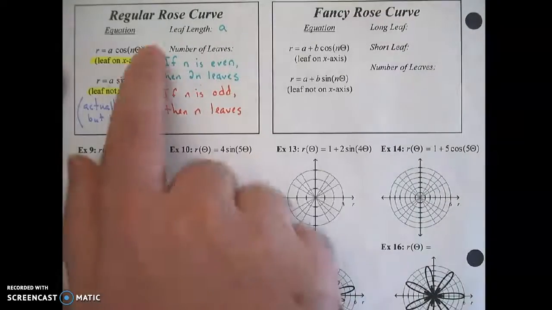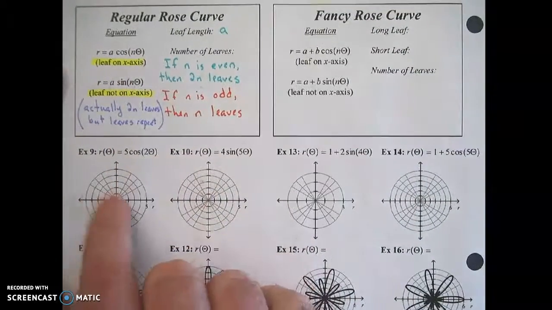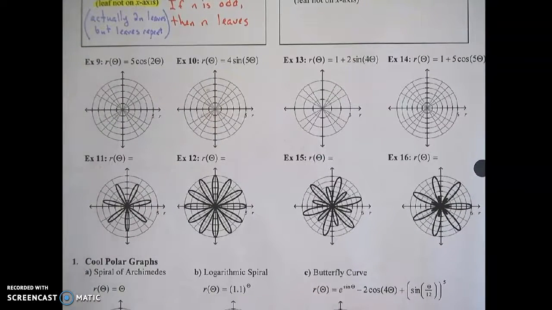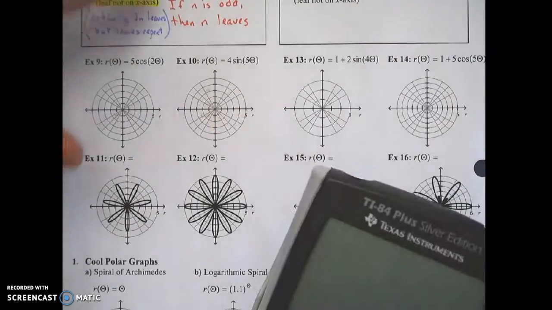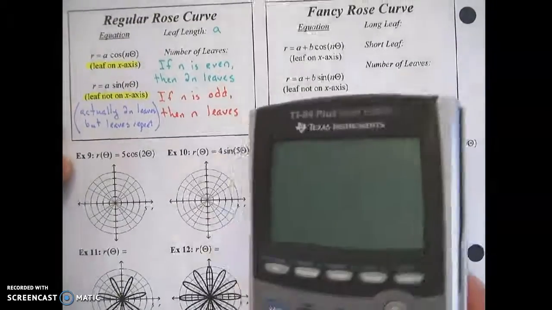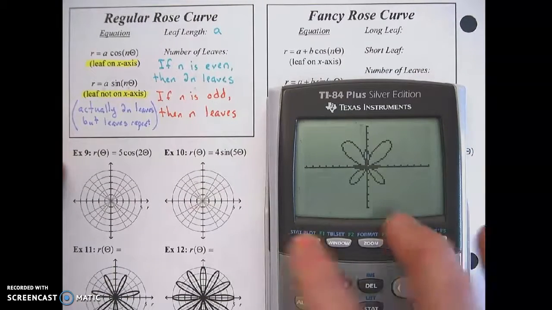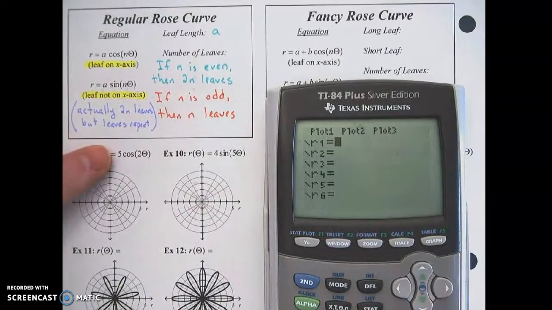So we left off finishing the table here. We haven't done example 9 yet. You can figure this out based on the table, but I think it's probably just as easy to graph and double check that what you're graphing makes sense. All right, so we want to do 5 cosine of 2 theta.